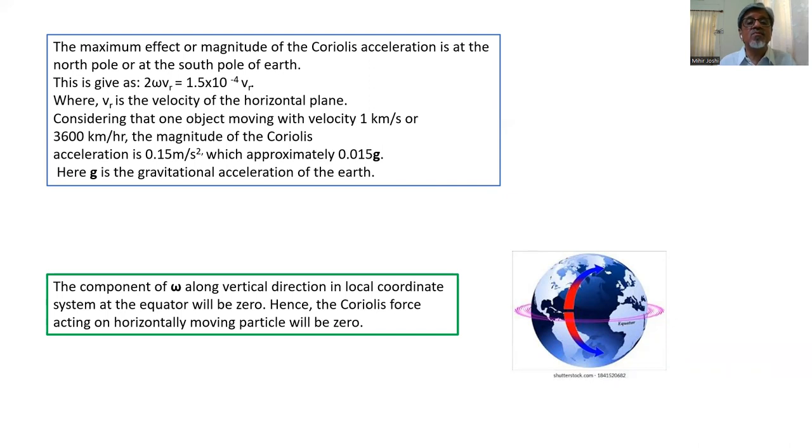Considering an object moving with a velocity of 1 kilometer per second or 3,600 kilometers per hour, the magnitude of the Coriolis acceleration is 0.15 meter per second squared, which is approximately 0.015 of the gravitational acceleration, because here g is the gravitational acceleration of Earth. So the component of omega along the vertical direction in the local coordinate system at the equator will be zero. Hence, the Coriolis force acting on a horizontally moving particle will be zero at the equator.